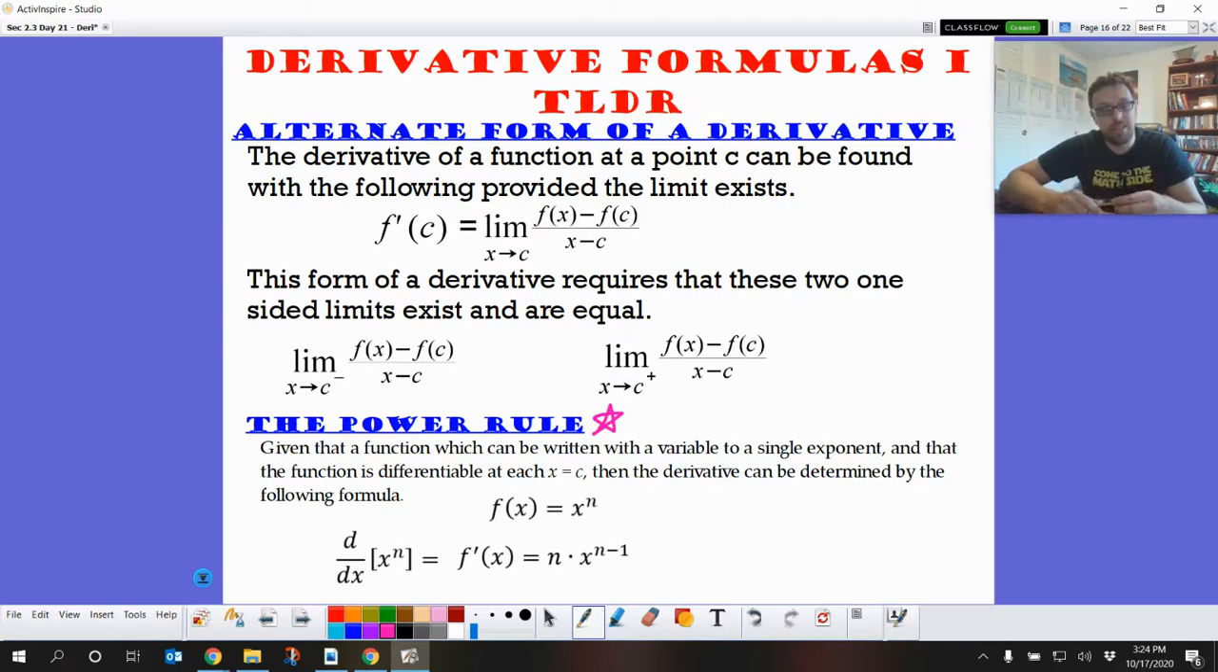The power rule is something I think you've known about for a little while, but now I'm telling you officially, it's good to go. Use it.